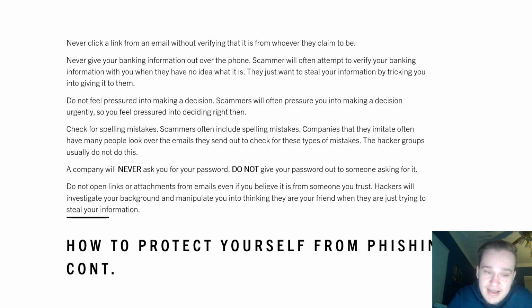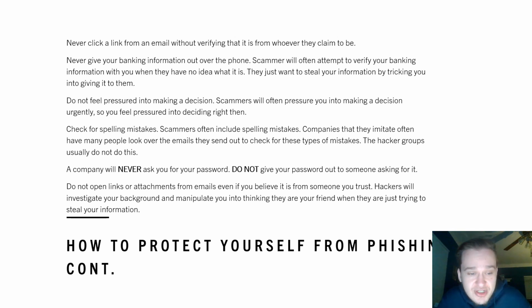Scammers will often have a lot of spelling mistakes in the emails they'll send to you. Normal companies have many people that look over these emails to make sure there's no types of mistakes. Hacker groups sometimes aren't native English speakers. They don't double check for spelling. There's usually a lot of spelling mistakes in their emails that they'll send to you. It's very important to note that a company will never ask you for your password, and you should never give your password out to someone asking for it. You should always keep your passwords to yourself.